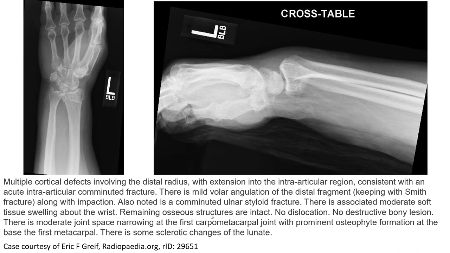The remaining carpal structures are intact. No dislocation. No destructive bony lesion. There is moderate joint space narrowing of the first carpometacarpal joint with prominent osteophyte formation at the base of the first metacarpal. There is some sclerotic change of the lunate.